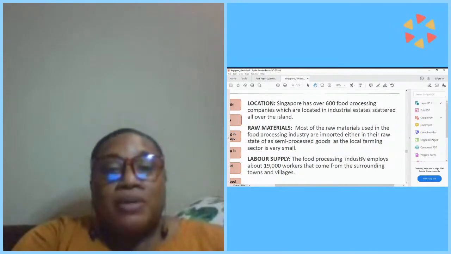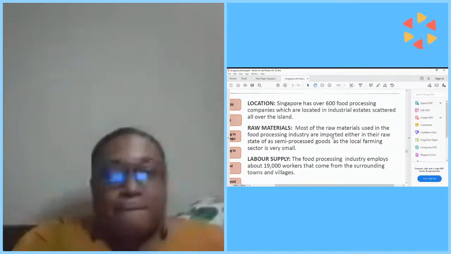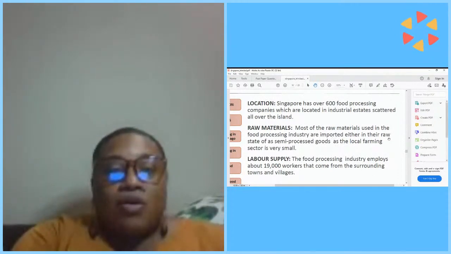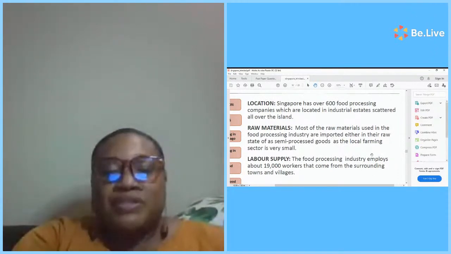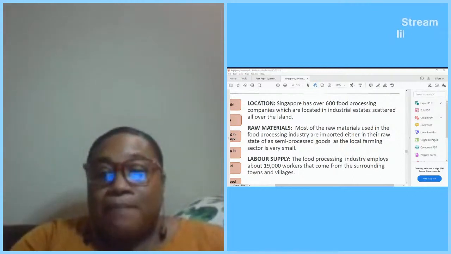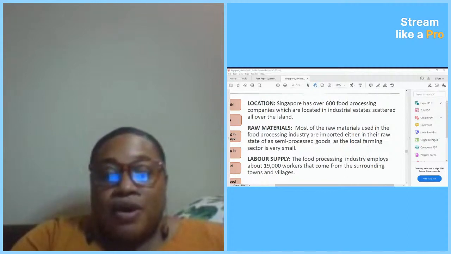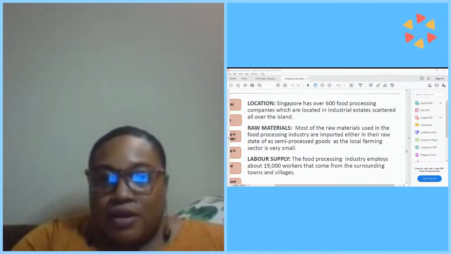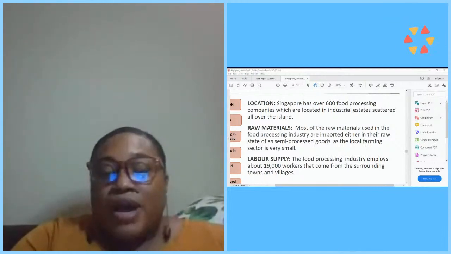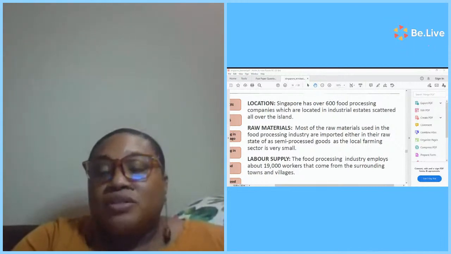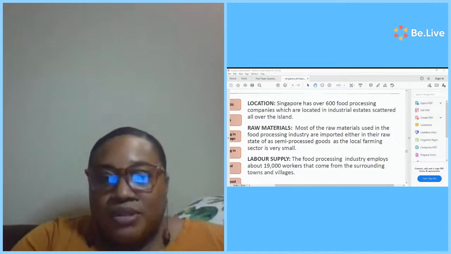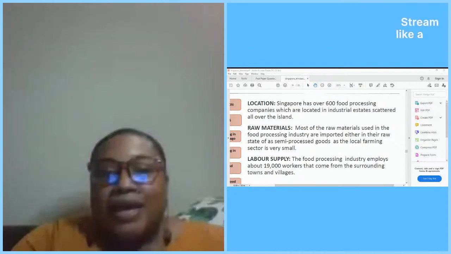In terms of raw materials, all or most of Singapore's raw material is actually imported, right? So they do not utilize raw materials from their country, right? They basically import all of their raw material, and it is processed in Singapore, right?